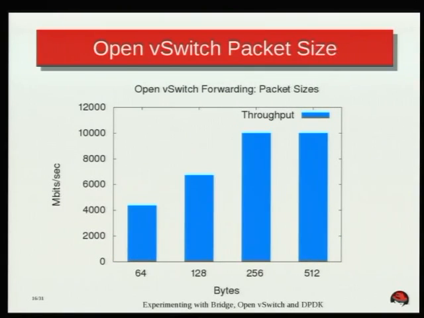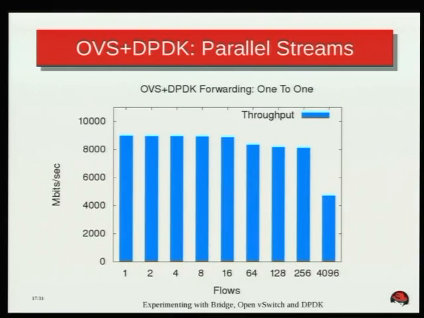Okay, let's see packet sizes. 64 bytes with 16 streams, we have almost 4 gigabits. With 128, close to 7, and 256, we have line rate speed. So pretty much the same as Linux Bridge. Somewhere between these two here, we reach line rate speed.